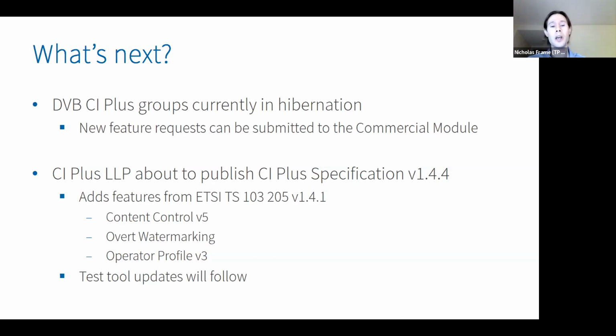From the LLP side of things, a new wrapper specification will be published in the near future. It will add some of the features we've discussed today, as well as operator profile version 3. That was previously part of the previous release of the 103 205, version 1.3.1. It's a relatively simple update to operator profile. Basically, it allows the CAM to get a more fine-grained view on the service types supported by a host, notably the UHD, HDR service types and next generation audio. Of course, test tool updates will follow, and please check the LLP website, and of course, licensees will be informed about all of this when it goes out.